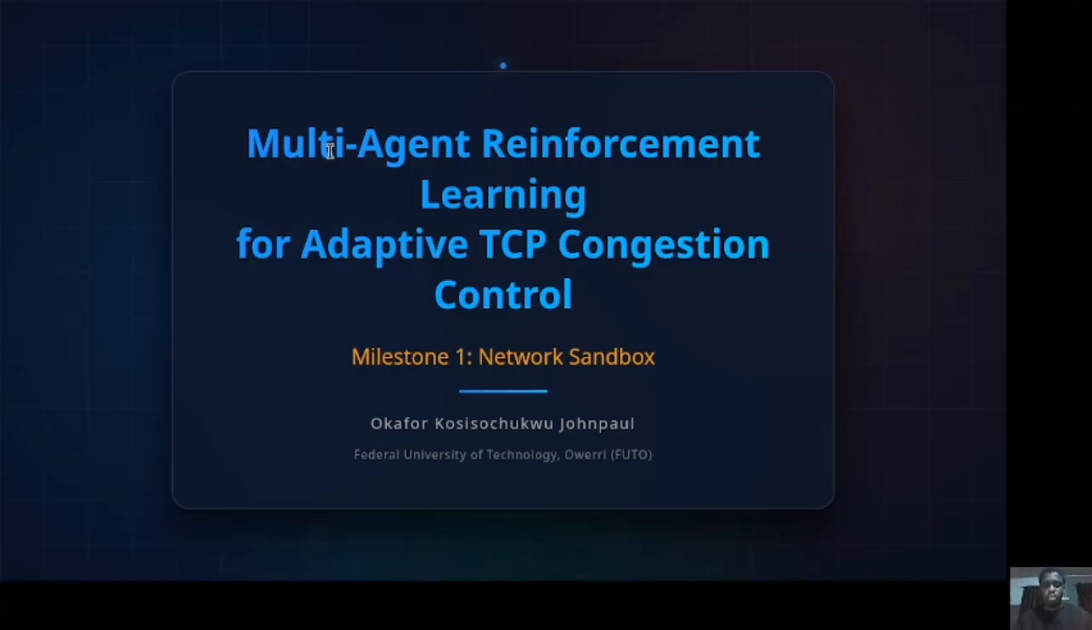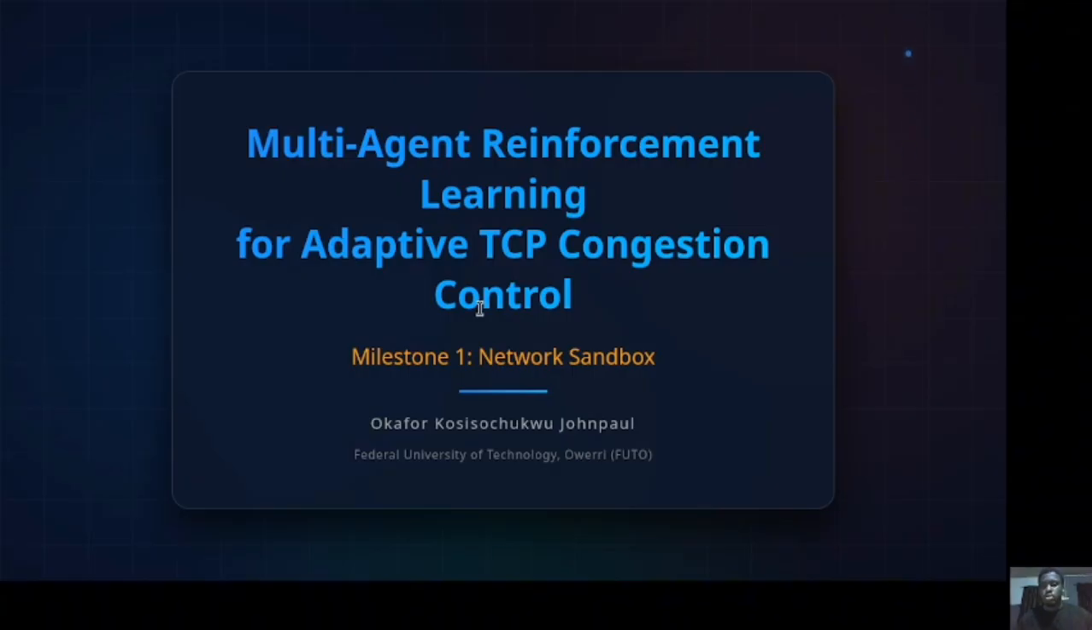The topic is multi-agent reinforcement learning for adaptive TCP congestion control. TCP, as you all know, is the Transmission Control Protocol on the OSI TCP/IP model. Basically, how data transfers from one computer to the other.